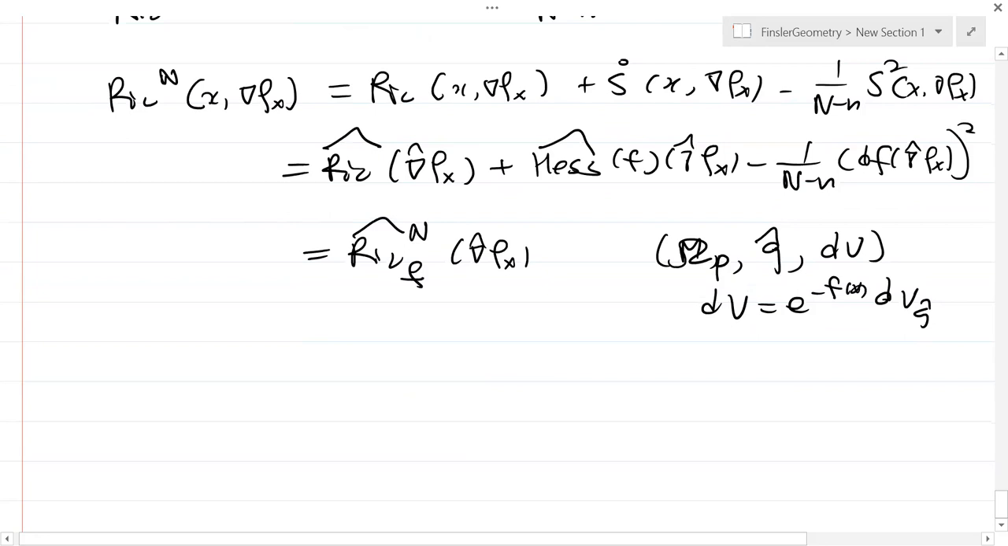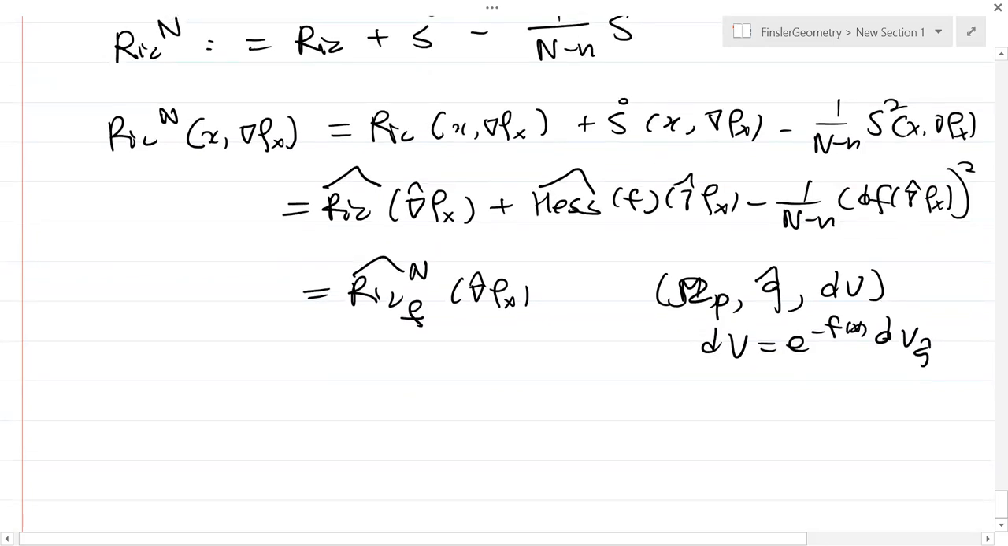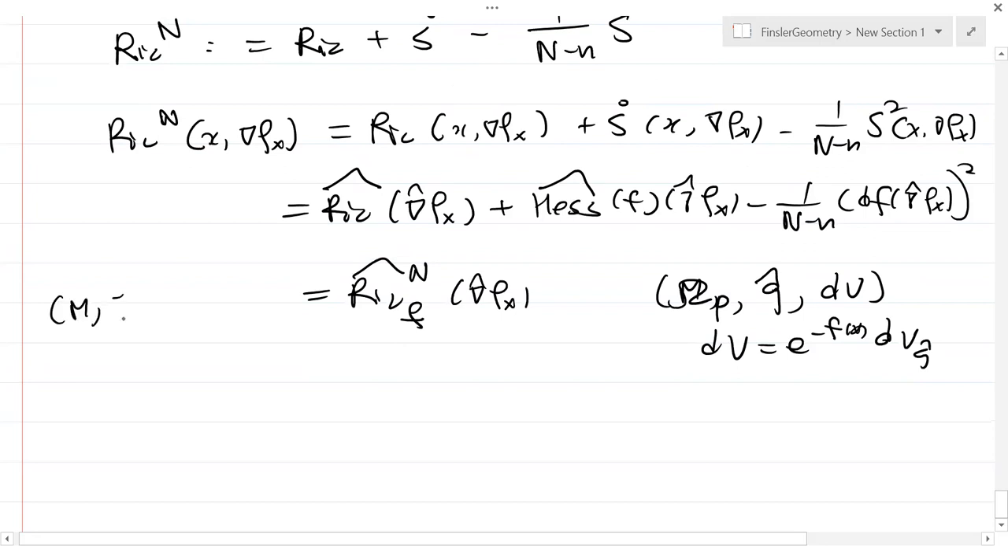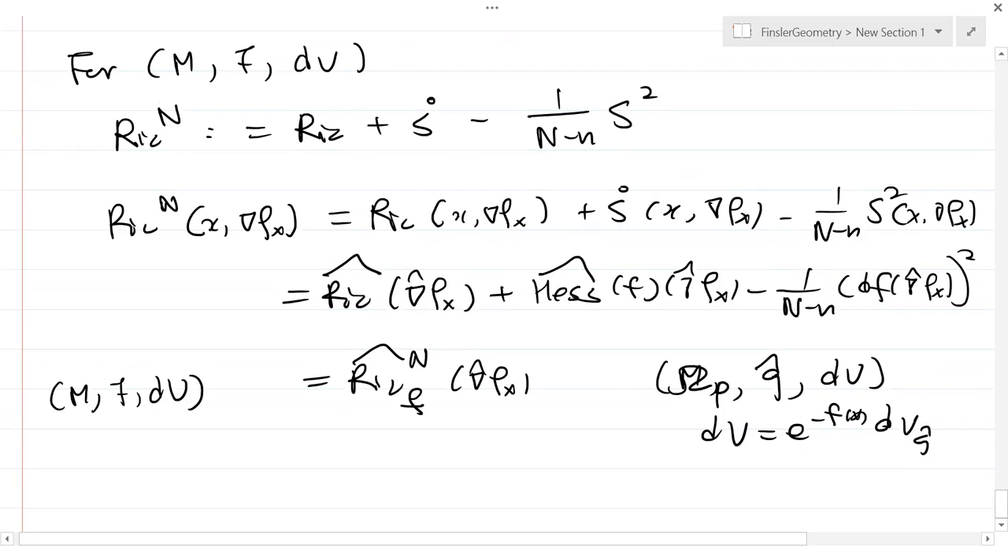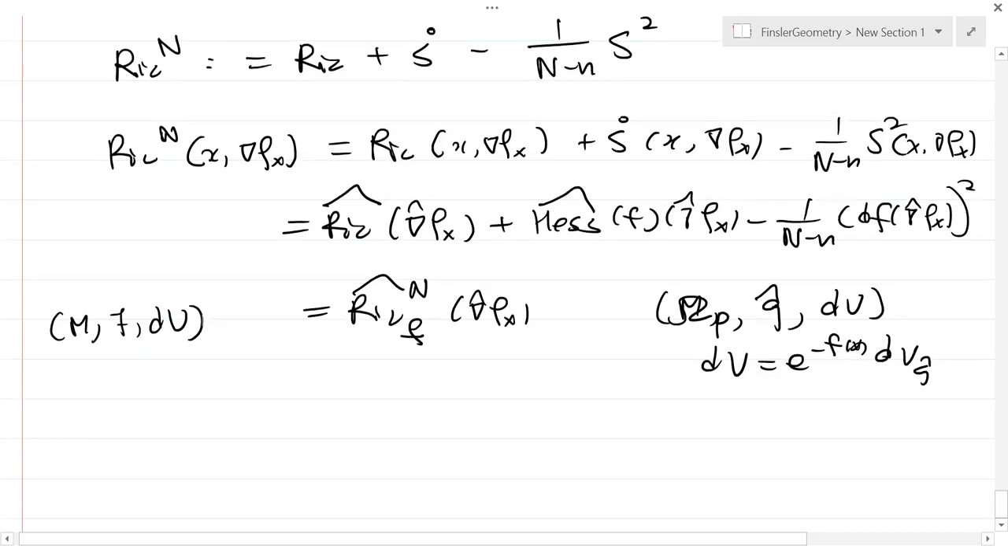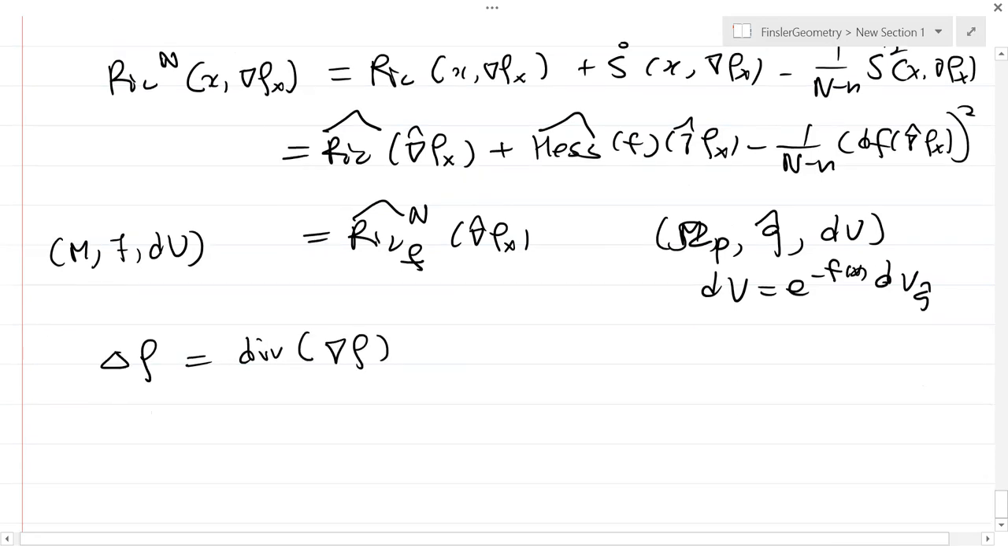Now, how about the gradient? How about the Laplace? You see, on this side I have the volume form, then I see the weighted Ricci curvature. Now finally, it expresses the weighted Ricci curvature on the Riemannian manifold. Then how about the Laplacian? The Laplacian is the divergence of this, right? Locally, I'm going to express it in this form.